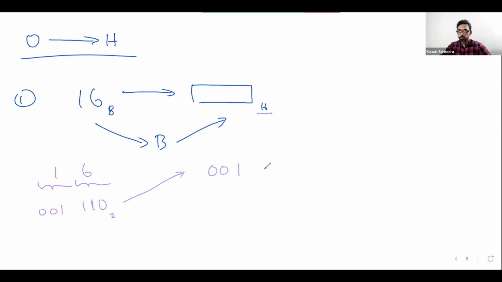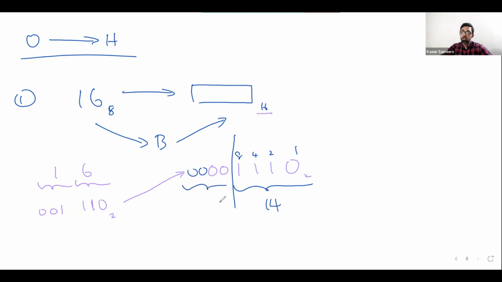001 001 110, same number. Then how to convert this number into hexadecimal? Divide into groups of 4 digits. A 0 is left over on this side; if you like, add a 0. Then convert into decimal: 8 4 2 1. Answer is 14.